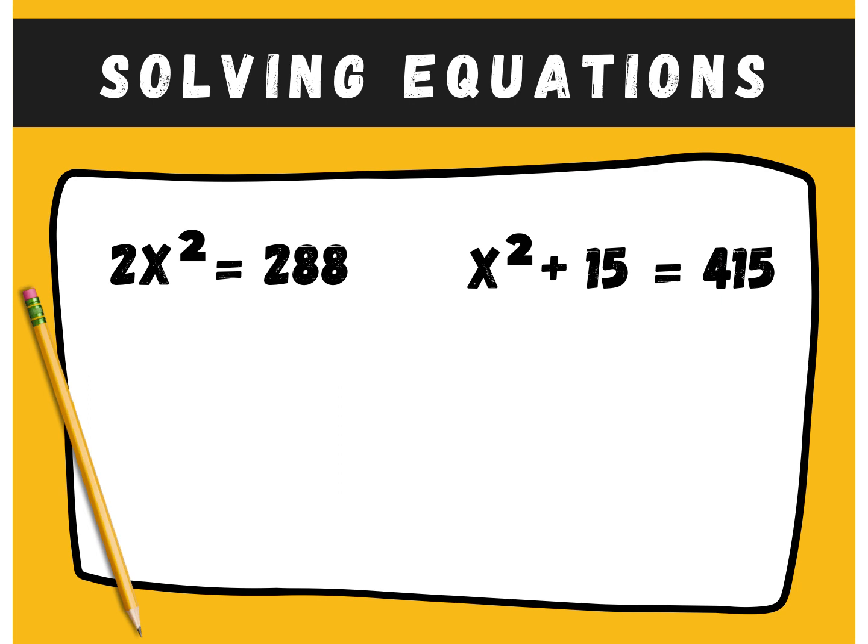Now, once you've got the feel for using a square root in an equation, it's not hard to apply other equation solving skills to an equation with x squared. So here we've got 2x squared is equal to 288.